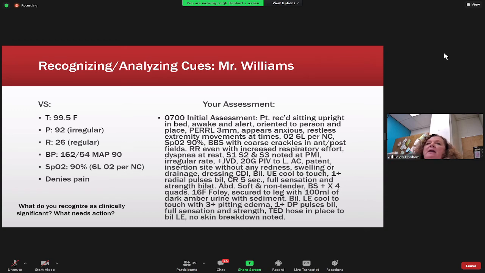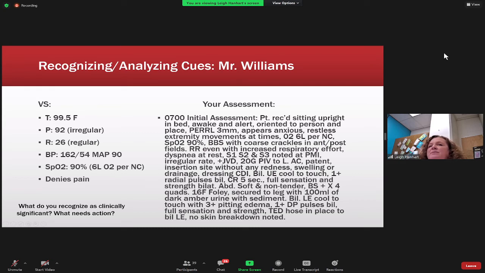All right. So he's got irregular rates. So I'm concerned for AFib. He's got positive JVD, right? So we know that he's all backed up, totally fluid volume overload. His upper extremities and lower extremities, it's obvious that he's got shunting away from his extremities, okay? Because we're low as far as our cardiac output.